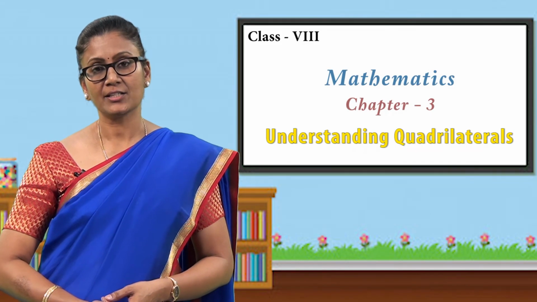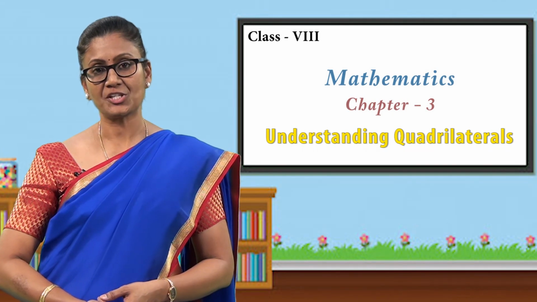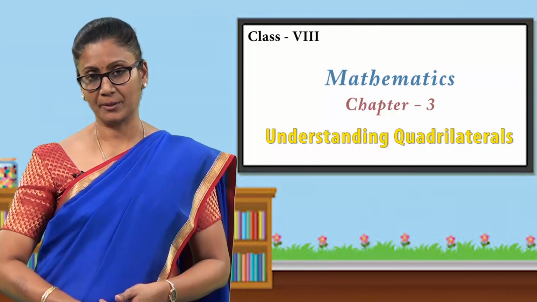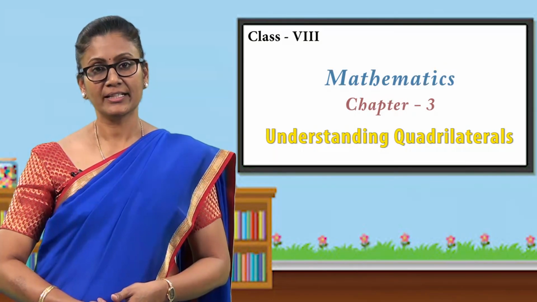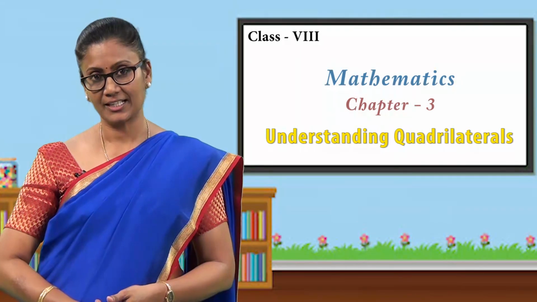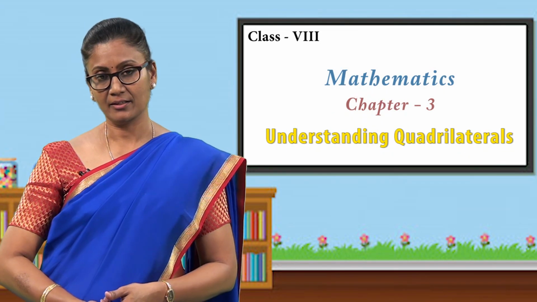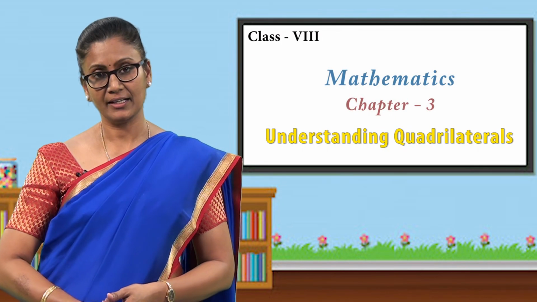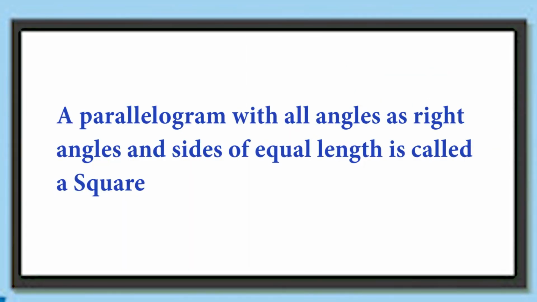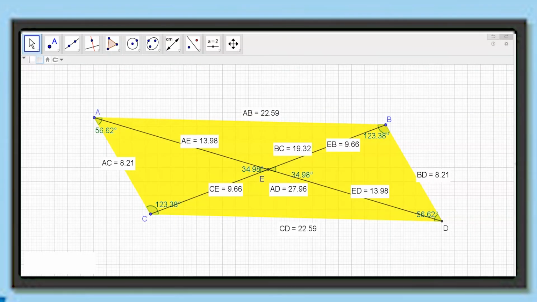The next variety of parallelograms that we shall be discussing will be a square. So, now let us go and watch this video to find how we can construct a square and also verify its properties. A parallelogram with all angles as right angles and sides of equal length is called a square. Now, how a parallelogram is transformed as a square is what we are going to see now.